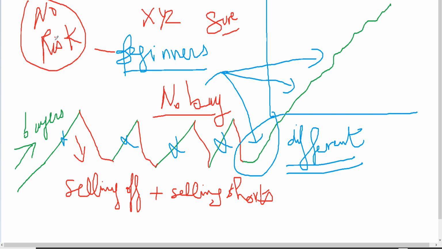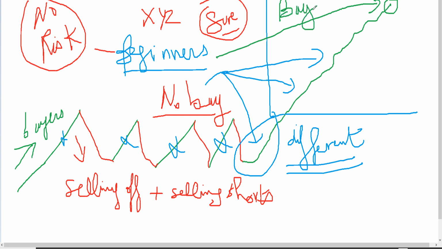No risk. He wants to find something which is sure. So what do they do? They don't buy when they see a trend, the beginning of the trend. They will never buy it. But when it reaches this section here, at the end here, what they do, they buy.